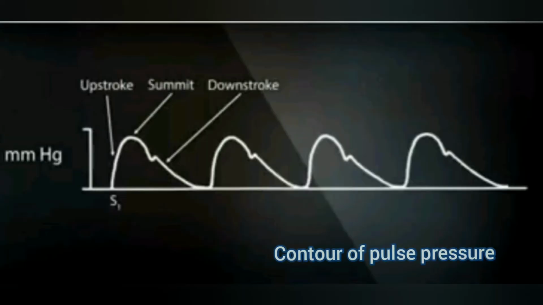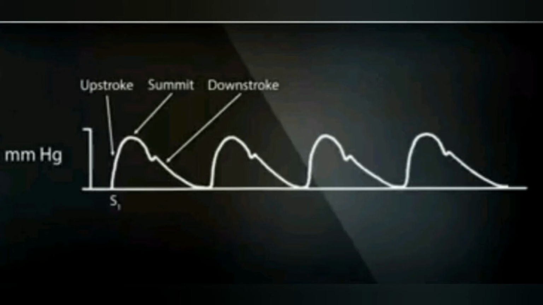Note the contour of the pulse wave, namely the speed of the upstroke, duration of its summit, and the speed of the downstroke. The normal upstroke is brisk; it is smooth, rapid, and follows the S1. The summit is smooth, rounded, and roughly mid-systolic. The downstroke is less abrupt than the upstroke.